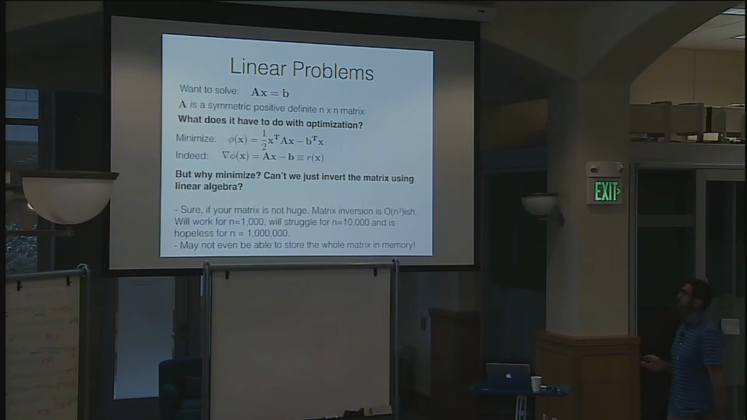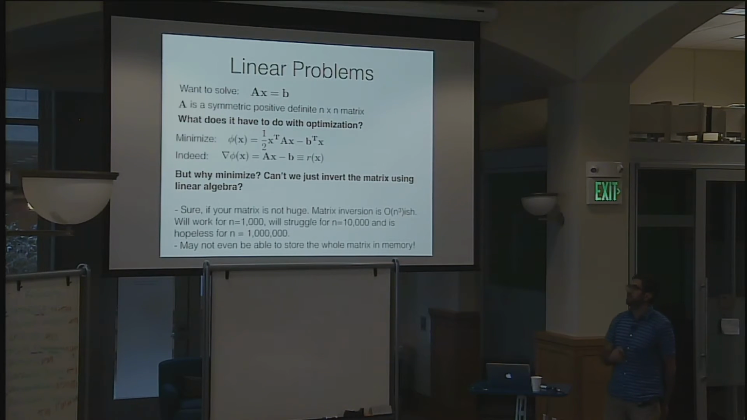So why minimize? First of all, you are able to do linear algebra if your matrix is not huge. If your dimensionality is, let's say, around 1,000, you can invert the matrix really easily. It's all good. But matrix inversion is expensive. So it's like O(n^3)-ish. The simple algorithms are n cubed. There are smarter ways to do it, like n to the 2.3 something, but still more expensive than n squared.